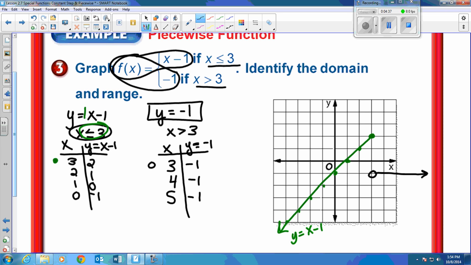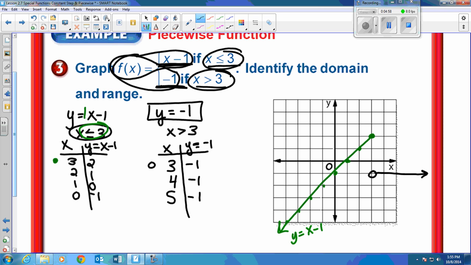I graph for a piecewise function the pieces of each function. And I only graph the pieces based on what domain it tells me to. I only graph this one for those x's. And I only graph this one for those x's. So I'm given each piece, and I'm given where to graph it when I begin.